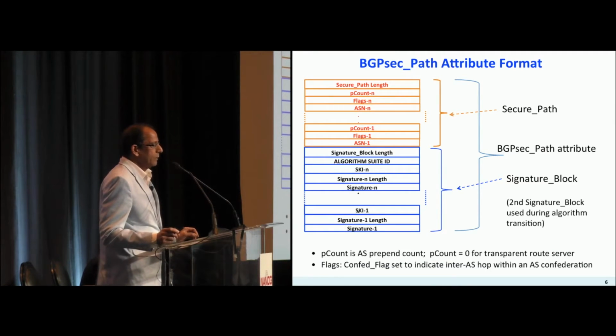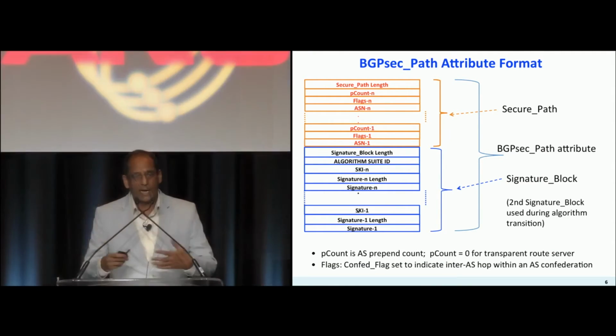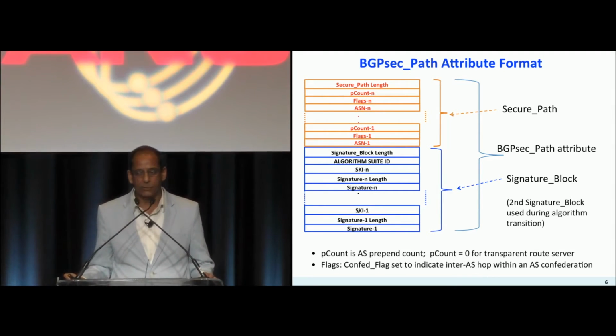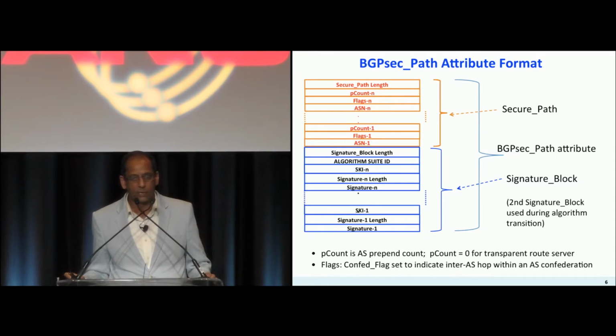Now, what is the BGPsec protocol? It introduces a new attribute that we call the BGPsec path attribute. The path attribute consists of a secure path, which includes the AS numbers in the path, and together with that, it also includes the P count, or the prepend count, for each AS. And there is also a flag field associated with each AS. By setting the flag, the AS indicates that it's part of a confederation, and that information is used as the update egresses from the confederation.